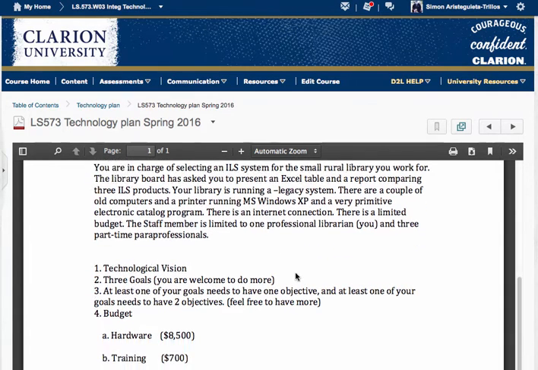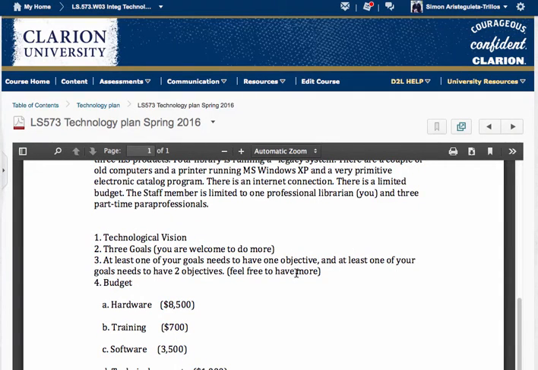Okay? So what I'm asking you is to develop a technological vision, to have at least 3 goals, and out of those 3 goals, at least one of your goals needs to have one objective, and at least one of your goals needs to have 2 objectives. So you're going to have 3 goals, one with 2 objectives and one with one objective. Please do not limit yourself to my instructions. You can add more goals and you can add more objectives, okay? But this is the minimum.